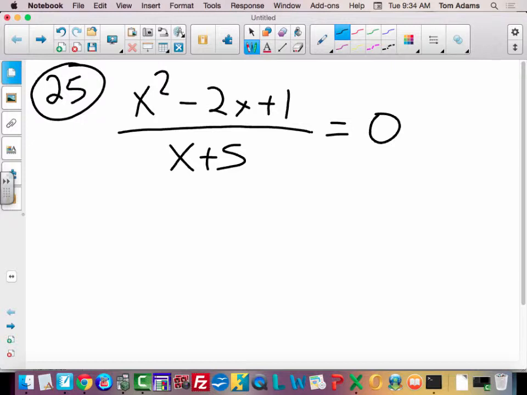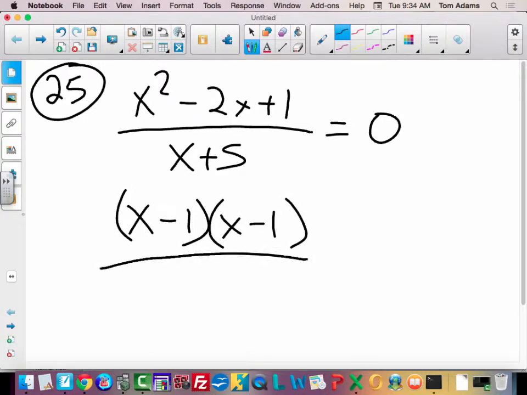Here's the temptation. A lot of these problems are rigged up to where you do the prime factorization in the top and it'll cancel with the bottom sometimes. That isn't the case here. Okay? Because the factorization to get -2, this is literally, well, let's do it just for the fun of it. This is x minus 1 times x minus 1 all over x plus 5.